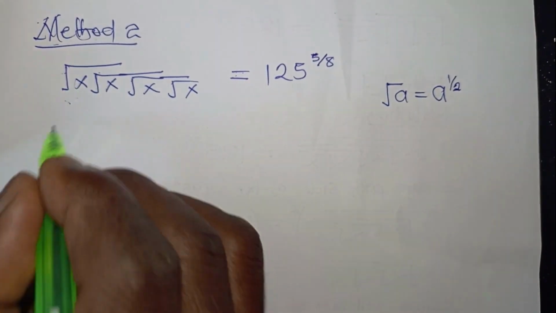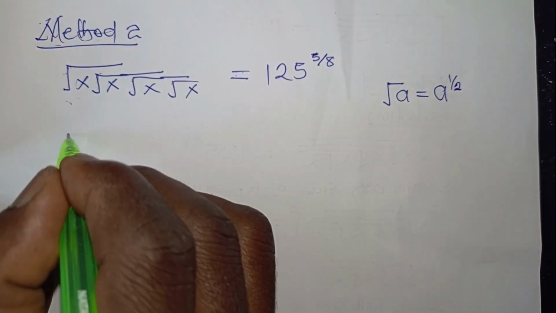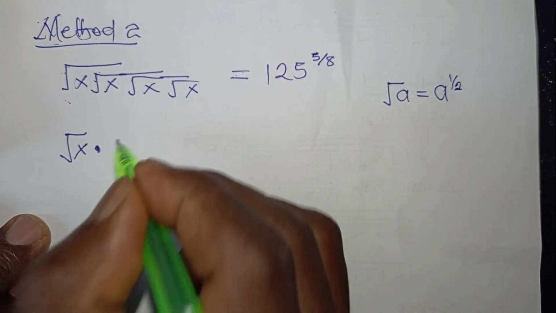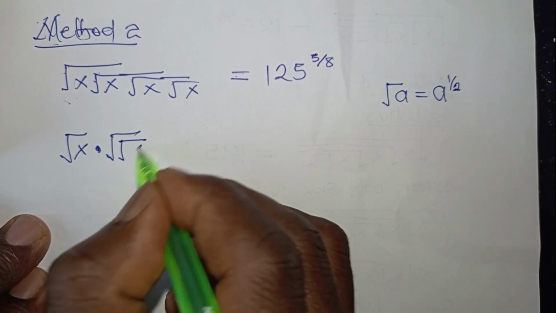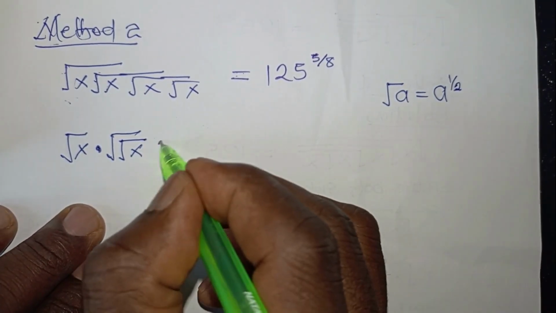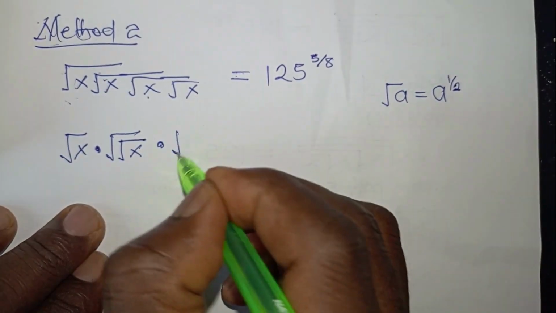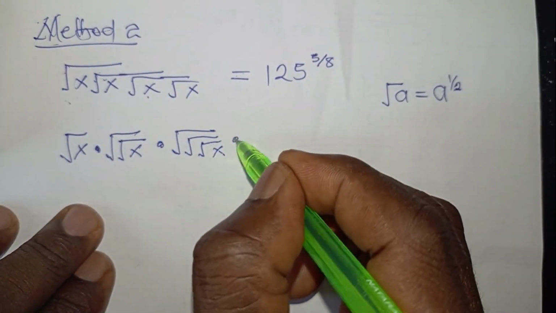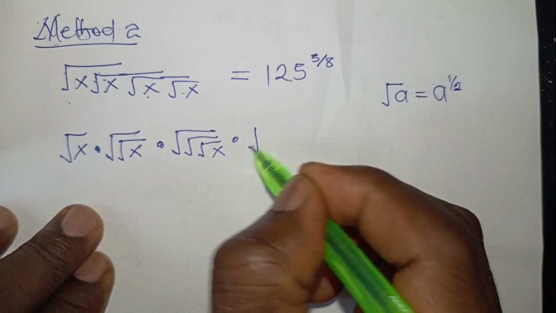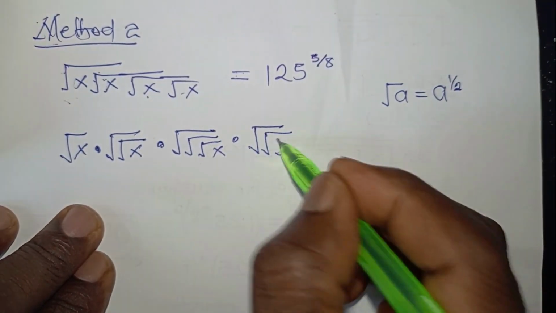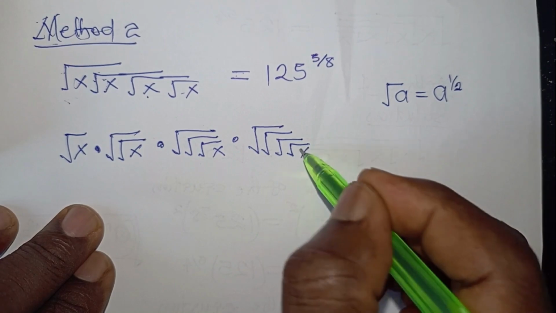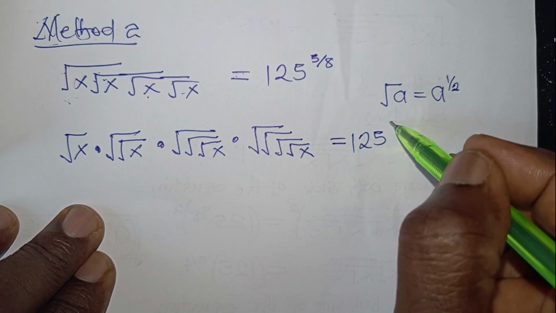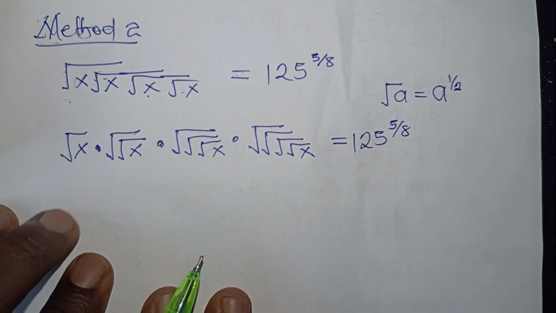Let's expand this. The first x is in one root, so we have root x, and the second x is in double root, so we'll multiply by square root of x, multiply. The third one is in 3 roots, so root x, and the last one is in 4 roots, so that will give us root, and square root of what? x. This equals 125 raised to the power 5 over 8.